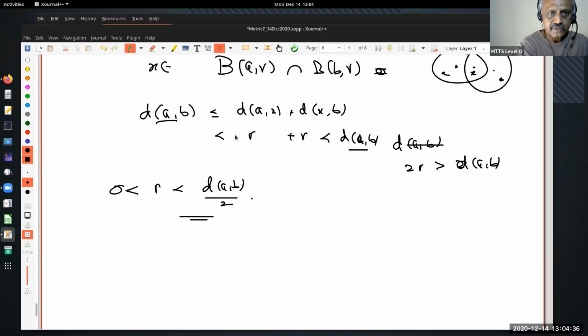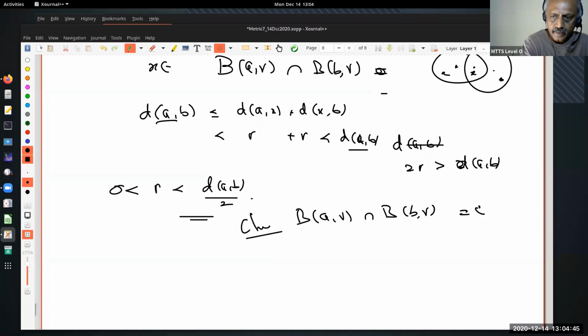Suppose I claim that for this R, B_R(A) intersection B_R(B) is empty. Suppose not empty, there is an X common. That means the distance between A and B will be at most the distance between A and X plus the distance between X and B. This is always true for any X. Do you understand my thing? The triangle inequality is the power, the curry leaf. This X is a curry leaf. I can choose anything. I am going to choose X, the curry leaf, very smartly. That is this common X.